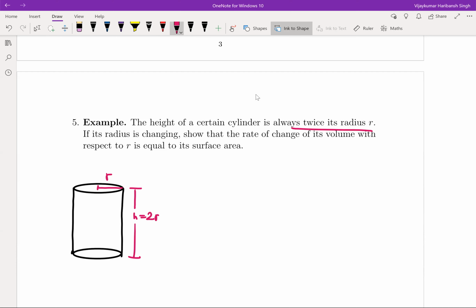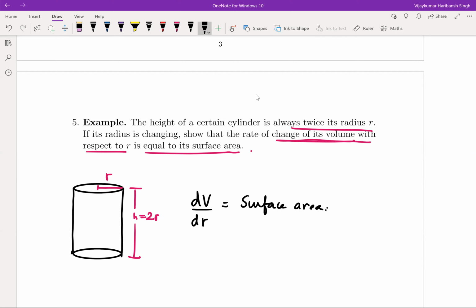If the radius is changing, show that the rate of change of volume with respect to R is equal to its surface area. Rate of change is always measured with respect to something. So what are we asking? We want to know dV by dr, and that is equal to the surface area. This is what we want to show. So first of all, what is surface area?